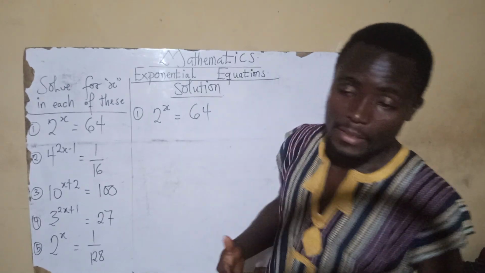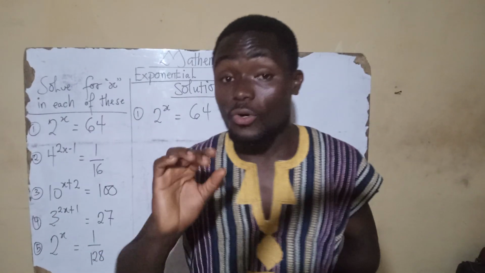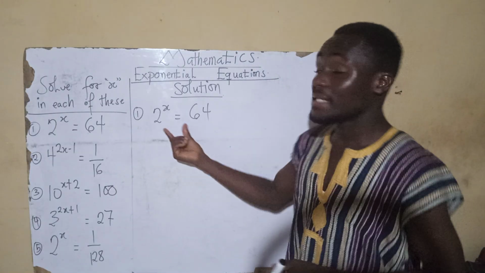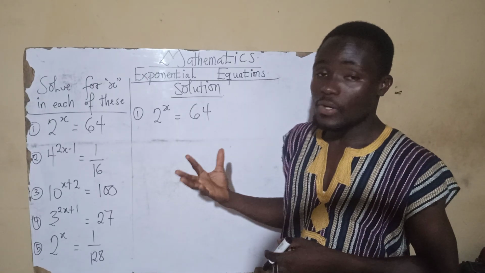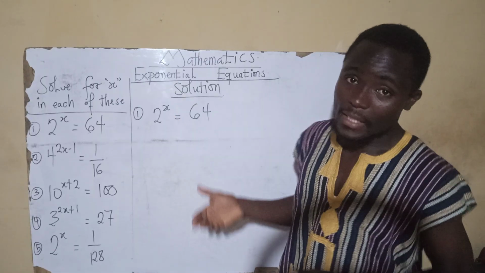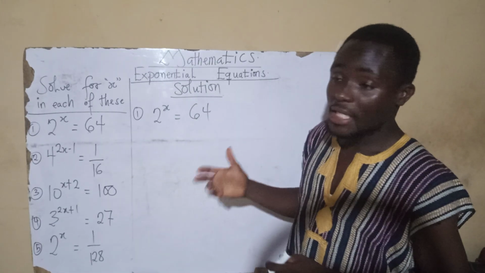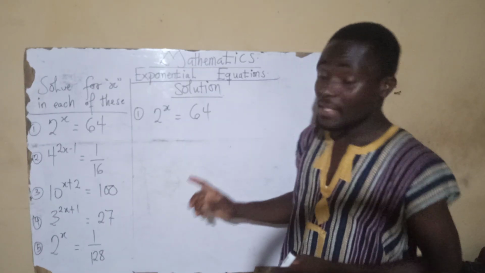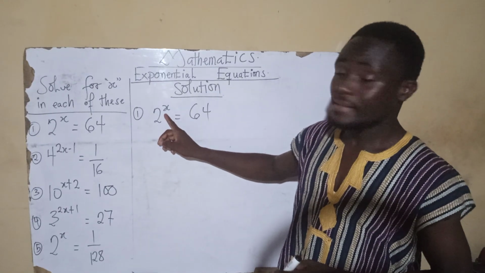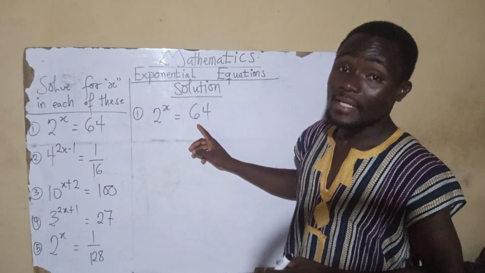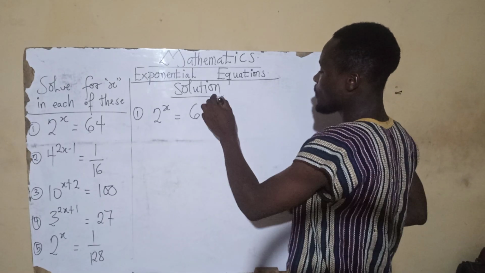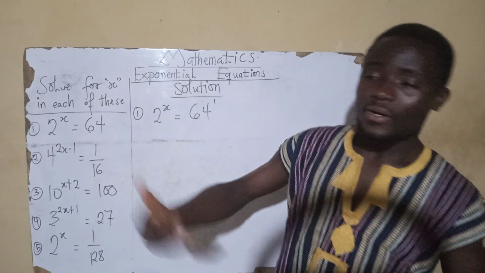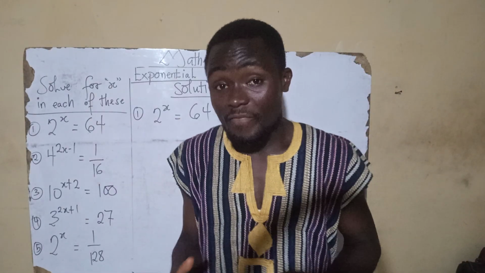Remember that the question says we should solve for the value of x in each of the equations. This equation is an exponential equation because the x here is a power. We have to find the value of x within this equation. The 2 here has a power of x, and this 64 here also has a power of 1.